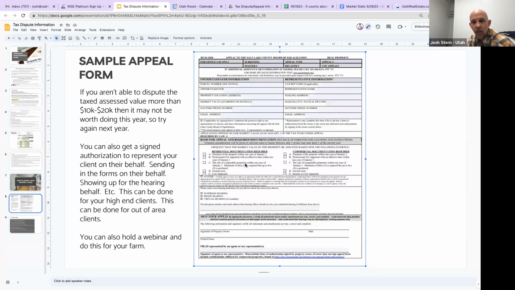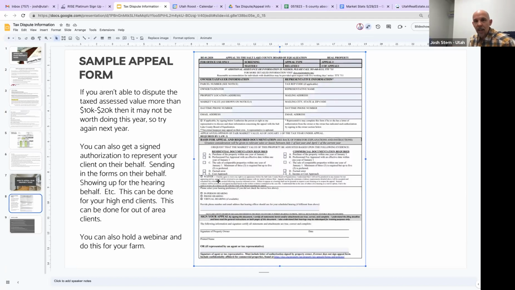Just so you know, if somebody did a refinance and they had a desktop appraisal done for the property, that won't qualify as a fee appraisal. A fee appraisal has to be an appraiser that comes out to the property, measures the property, and does an actual full valuation.